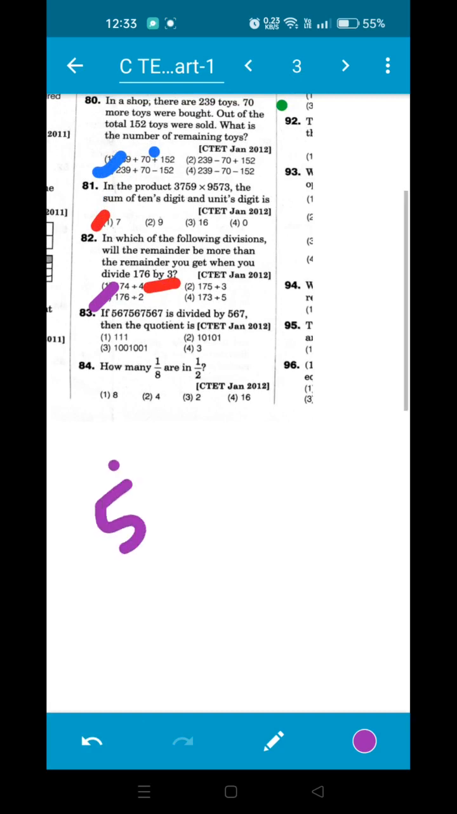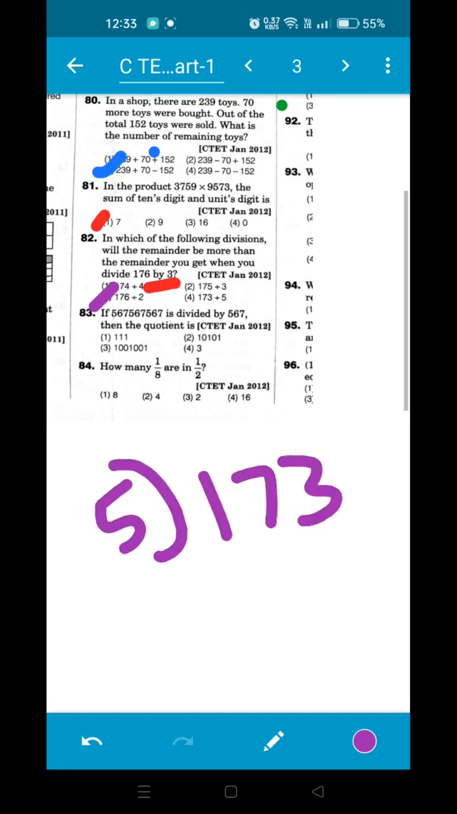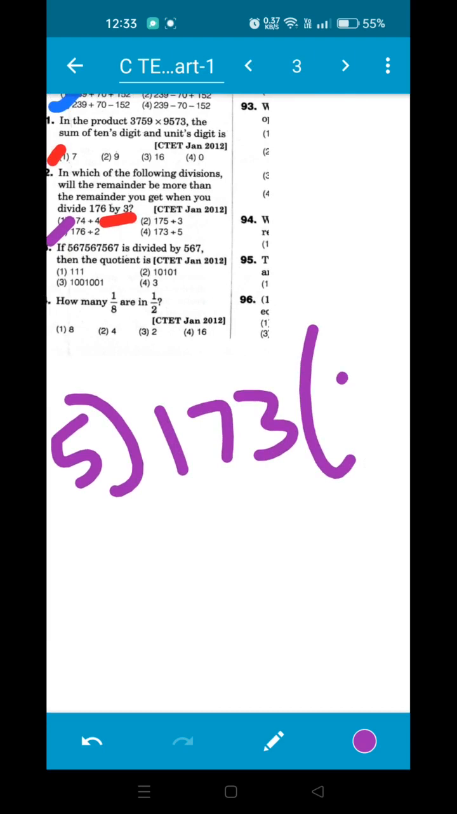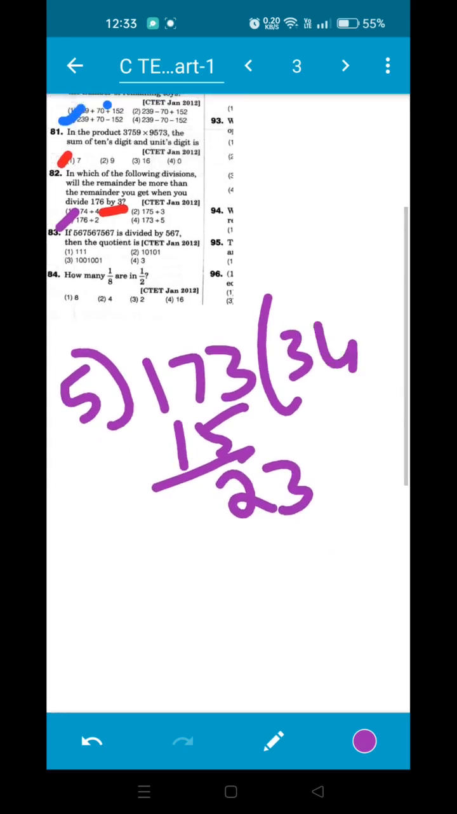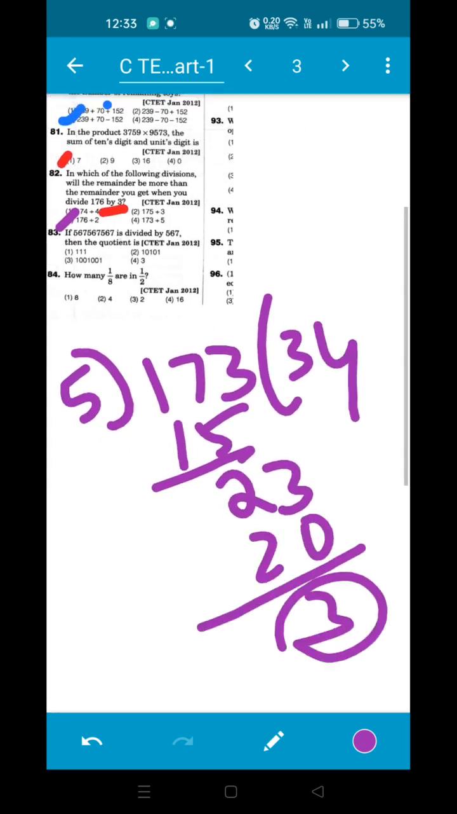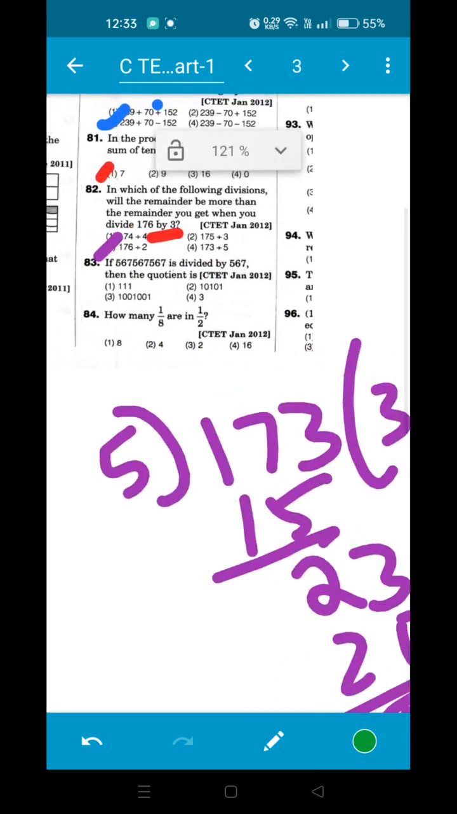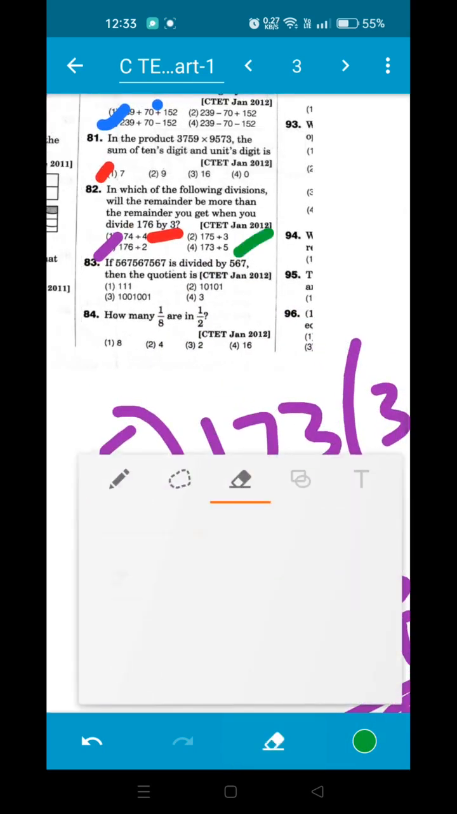Next with 5 you have to see once. Units digit is 0 or 5 means divisible, but it is not divisible. So you need to do the remainders. 5 3s are 15. So 23. 5 4s are 20. What is the remainder? 3. But previously 176 divided by 3 we got 2. So now 3. So this is the greater. So which option is our answer? Fourth option is our answer.